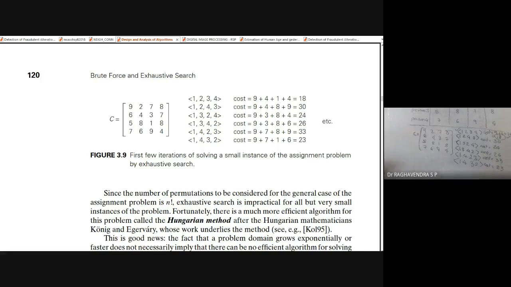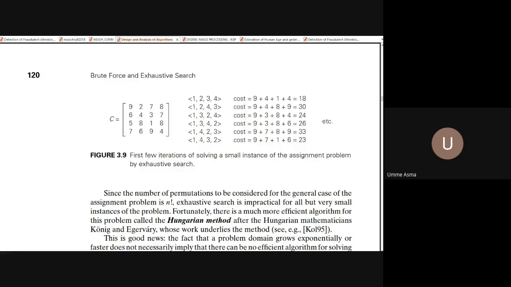Have you written it down? Shall I rub this? Yes, sir.